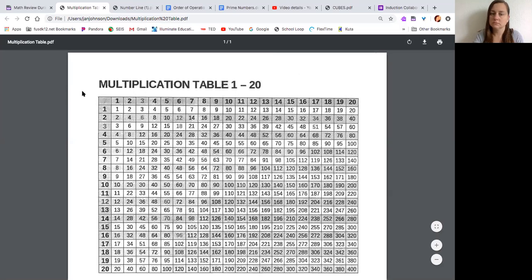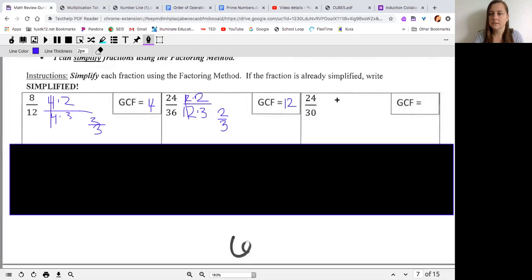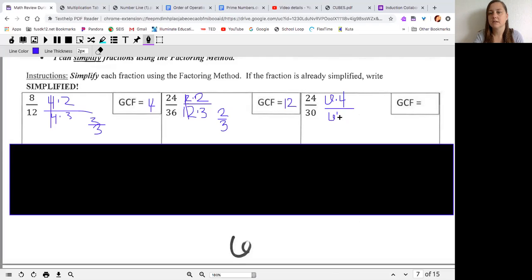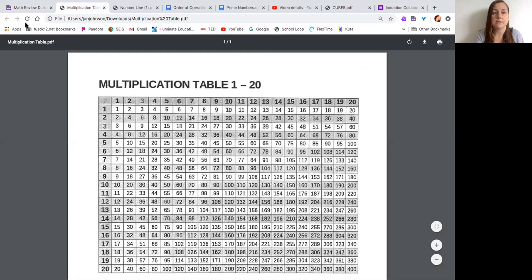So I feel like there was another one. We'll just start there. Okay, so 6 times 4 is 24. 6 times 5 is 30. So 6 is our GCF, that's the greatest common factor, and I'm left with 4 over 5. Notice how I'm checking and using my multiplication chart each time to find the greatest common factor.